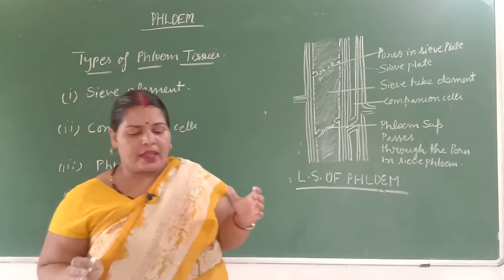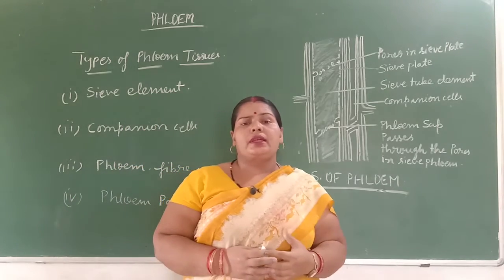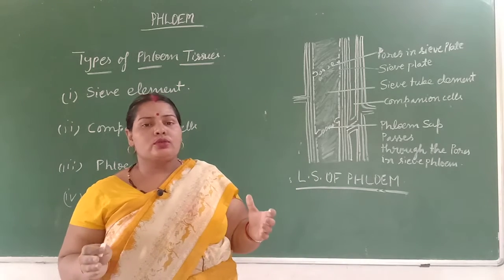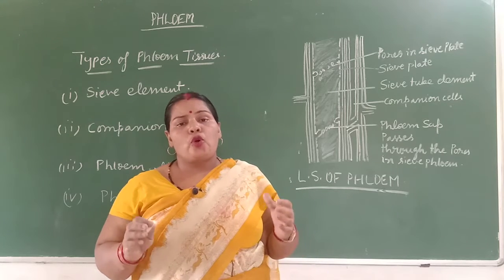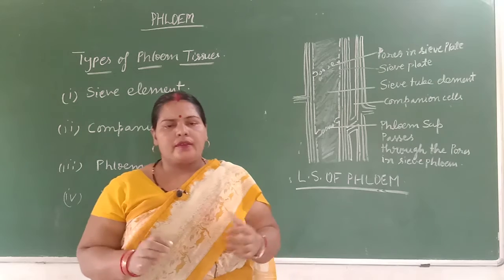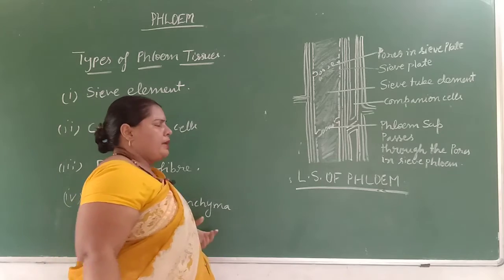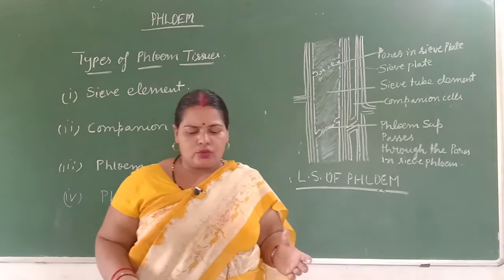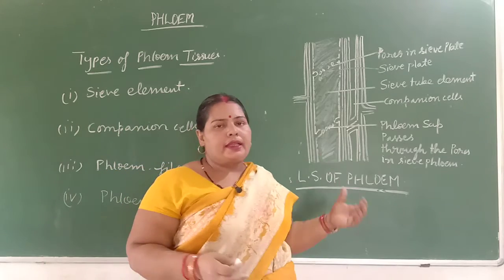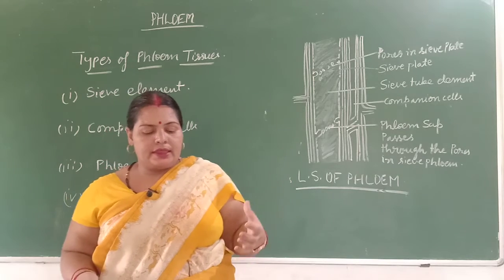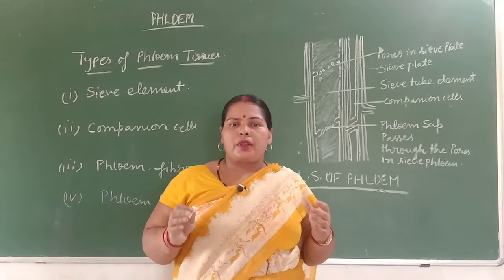And third is the phloem fibers, which have sclerenchymatous tissue. These are dead tissues, and these dead tissues are used for making different types of ropes and rough cloths. And fourth is the phloem parenchyma. It has parenchymatous tissue, and this parenchymatous tissue has a tube-like structure, and it is living tissue. The main function is the transport of food.